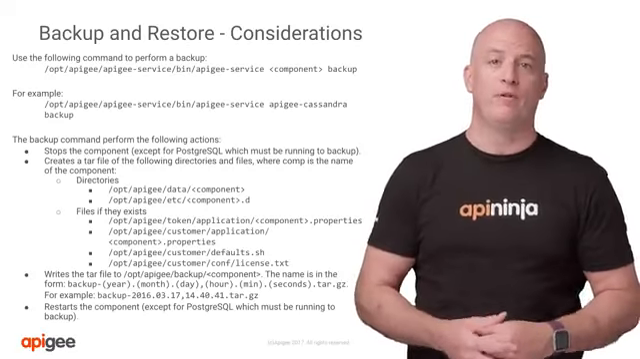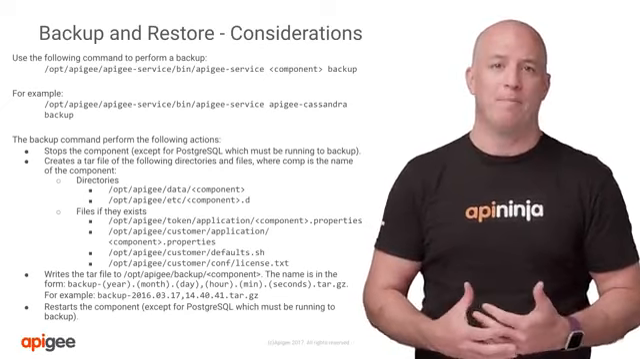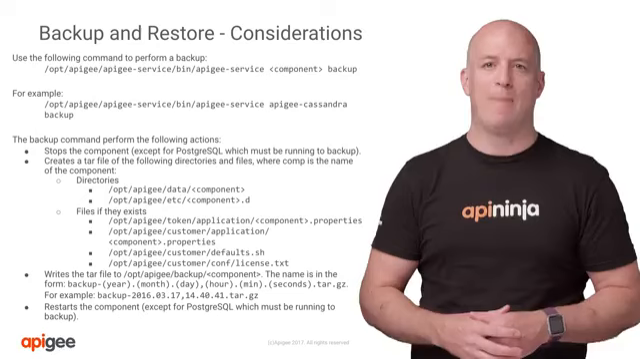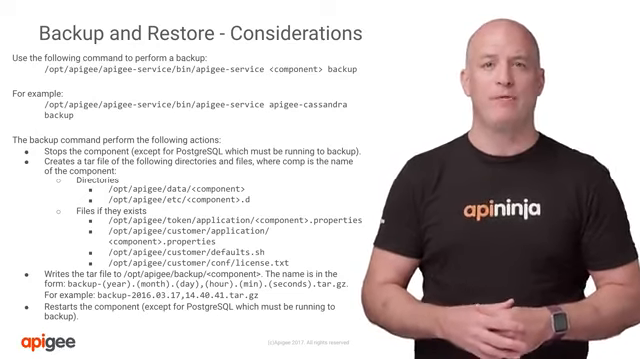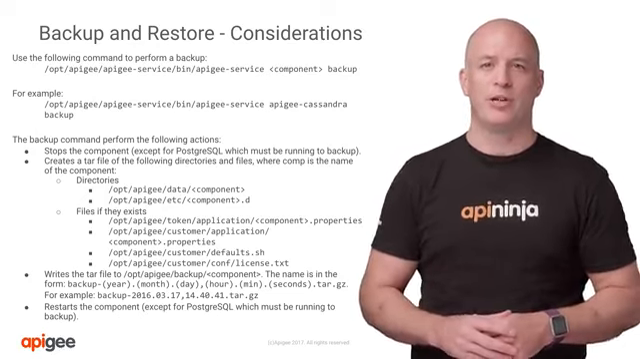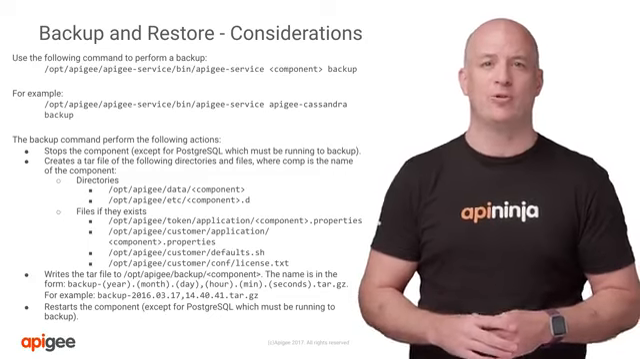As I said earlier, performing a backup is simple. Using the Apigee service utility, simply add backup after the component name. For example, apigee-service apigee-cassandra backup will back up Apigee Cassandra. The command performs the following actions. It stops the service, except for Postgres as previously mentioned. It creates a tar file of the component's data and etc directories.